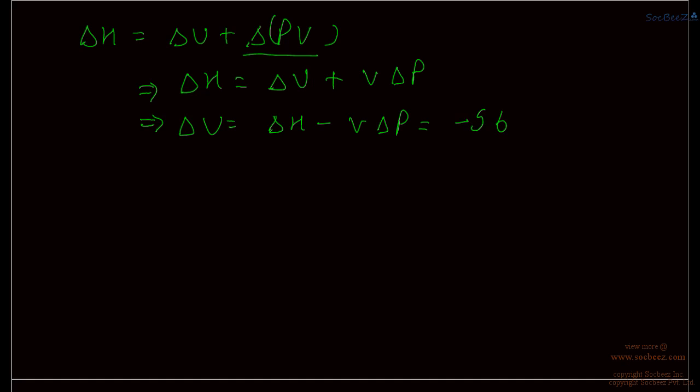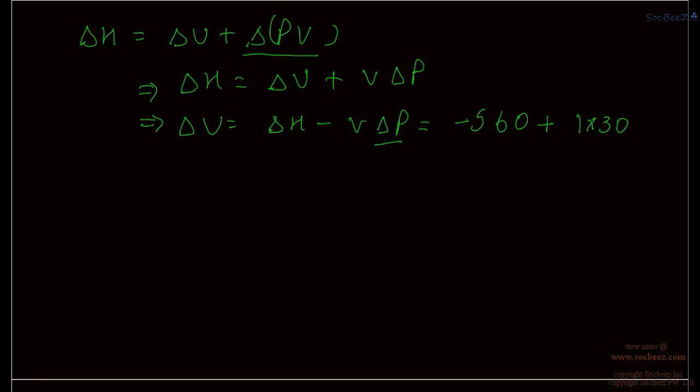Value of delta H is minus 560 kilojoule plus, because the volume is constant and pressure is decreased here, so delta P will be minus, and minus will be plus. So plus, volume is 1 and the pressure is 30, dP is 30.